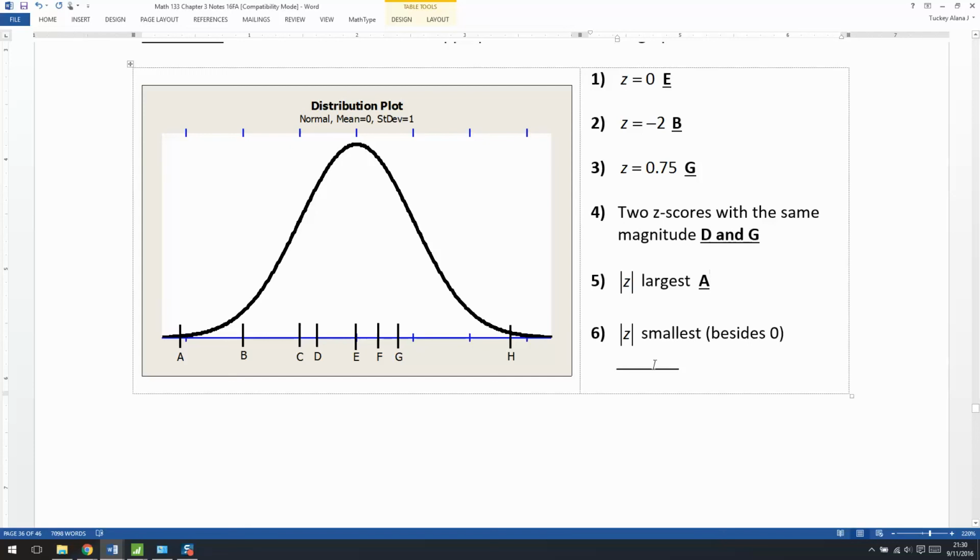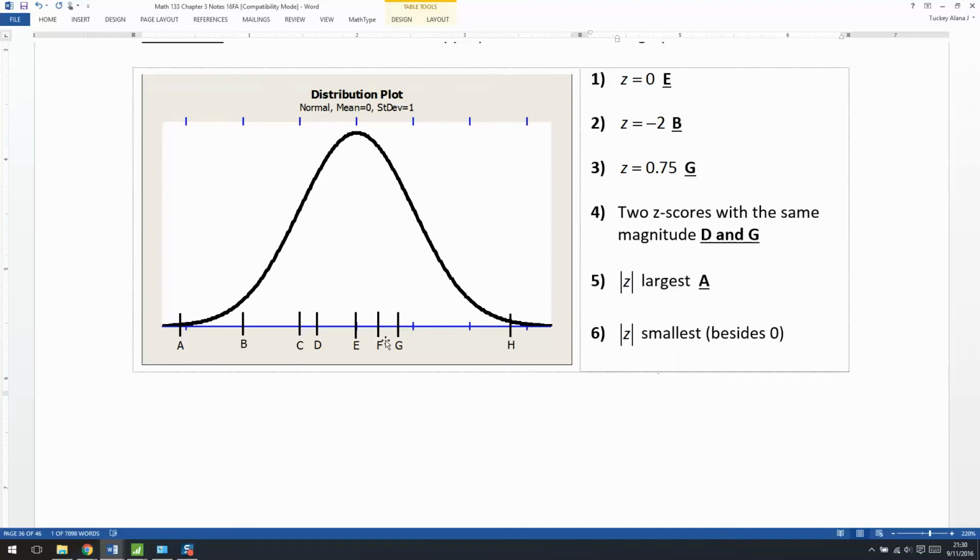All right, now which one besides 0 would have the absolute value of Z be the smallest? Right, because obviously E is the smallest because the absolute value of E is going to be 0. But the next one that's closest to that is actually going to be F, right? Because F is the closest to that center line.